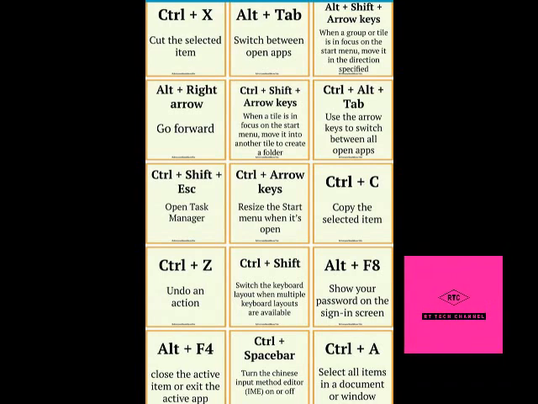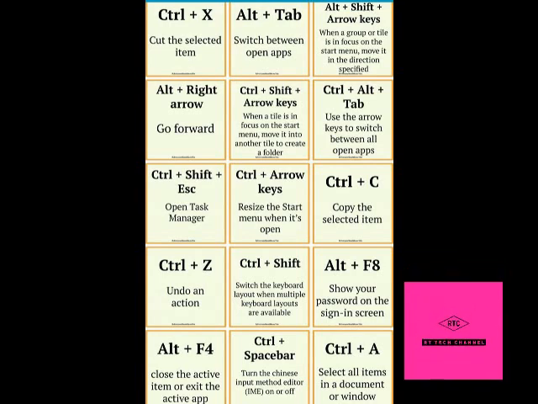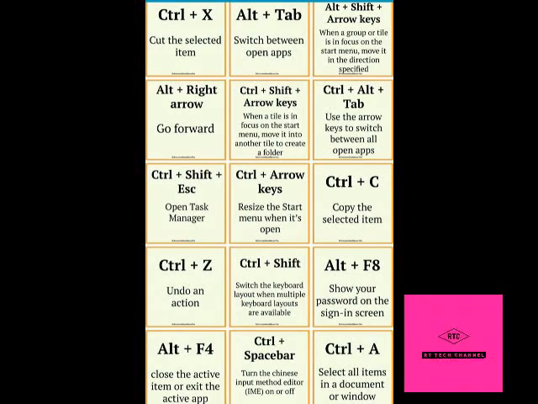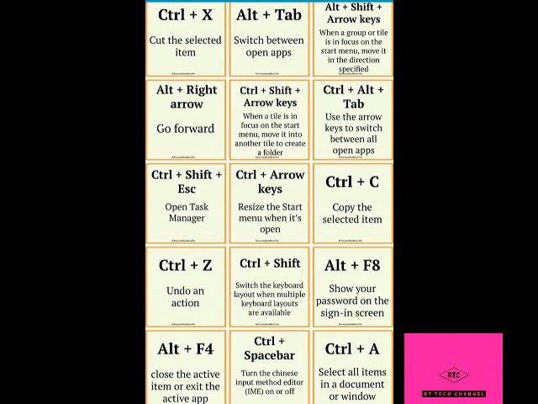Alt plus F4 is to close the active item or to exit the active app. If you want to turn the Chinese input method editor IME on or off, Ctrl plus spacebar. Ctrl plus A is the key to select all items in a document or a window.